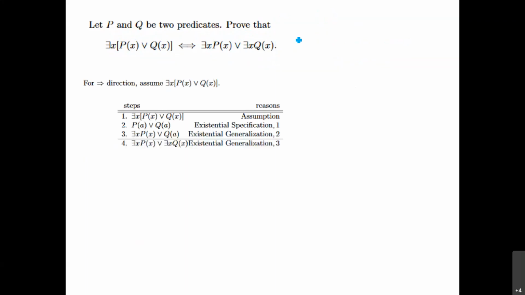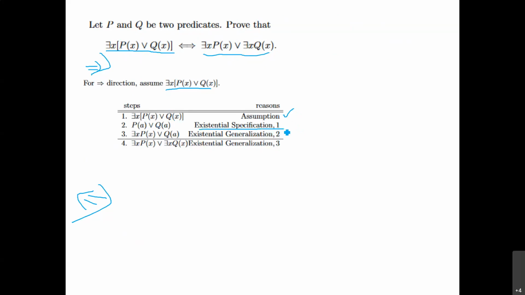For the implication direction, assume it. If you want to prove equivalence, you go in this direction, you prove it, and then you go in the other direction and you prove it. So you assume that this is true, and now you want to reach the other side. There exists X, P of X or Q of X. It's your assumption, hypothesis, premise, whatever.